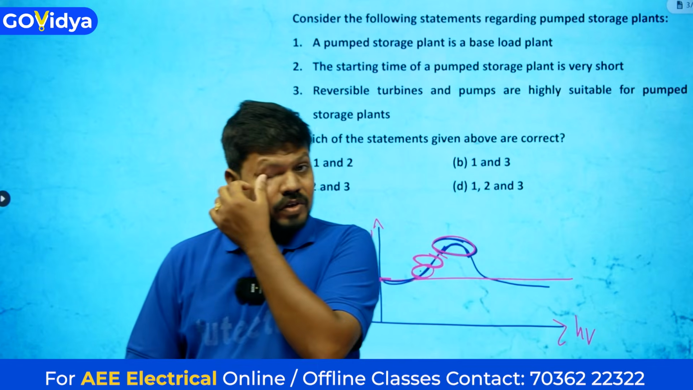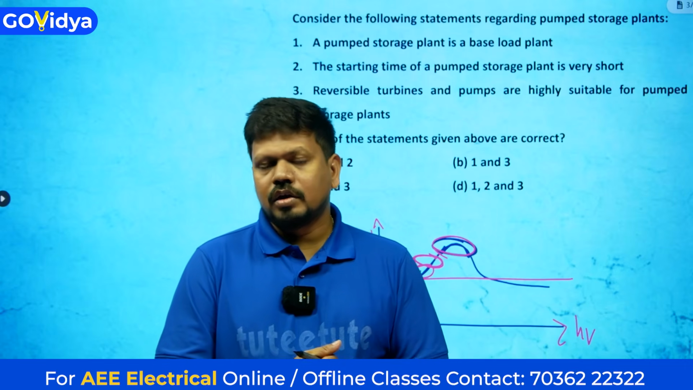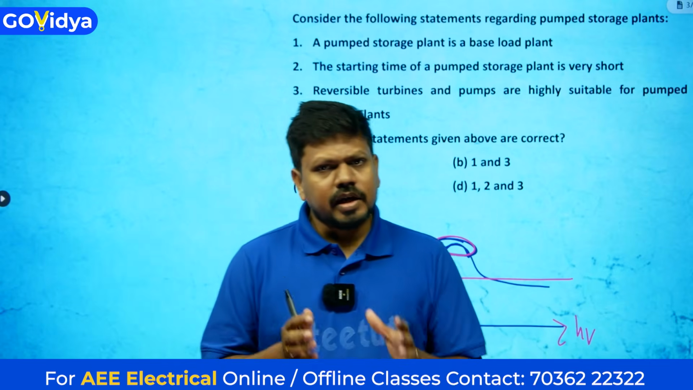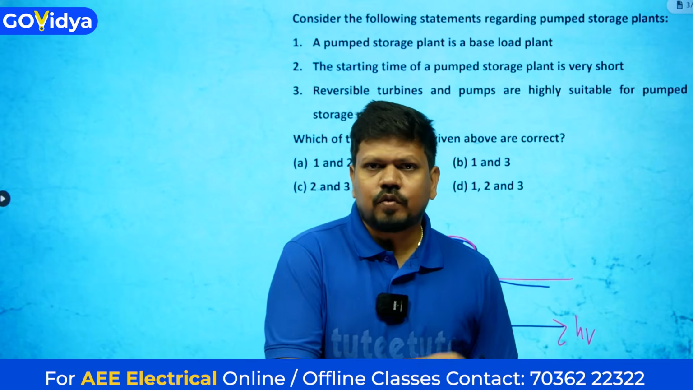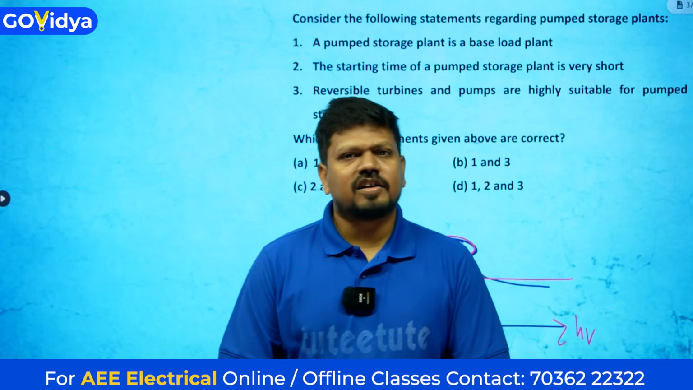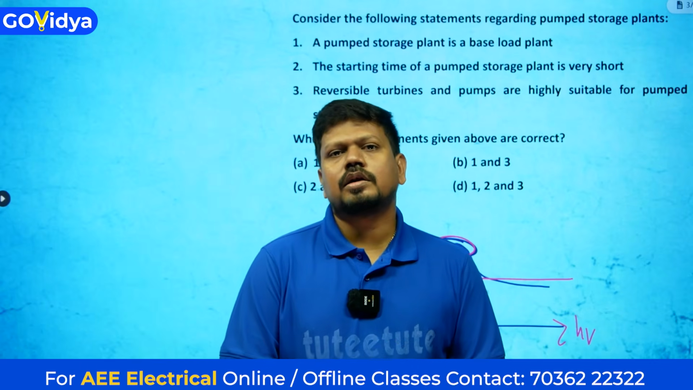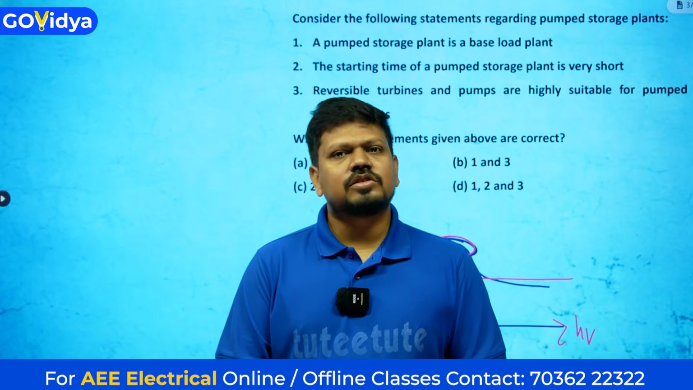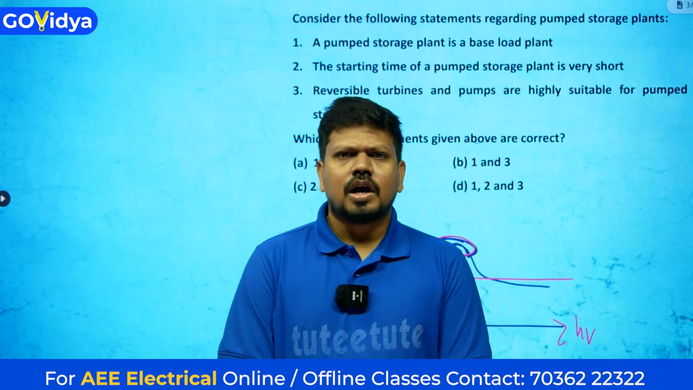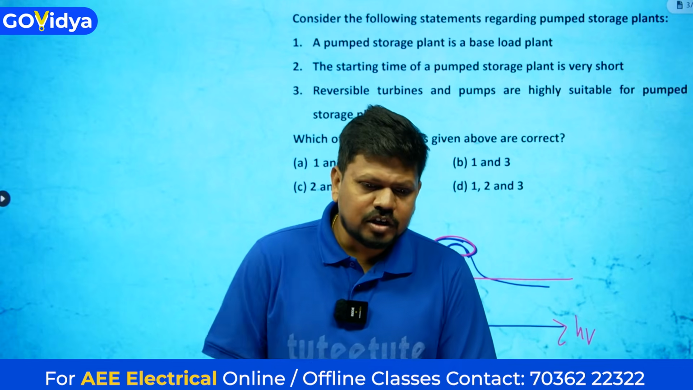Here we need to know whether we have to use it as a base load or a peak load. For example, in a river, continuous water flow is there. That kind of hydroelectric power plant we can consider as base load only. So why base load? How can we use a hydroelectric power plant as base load? Because water is continuously flowing.